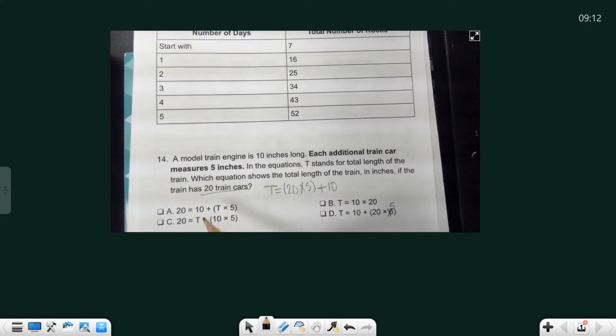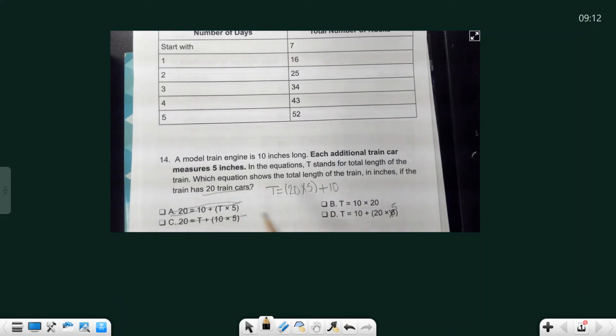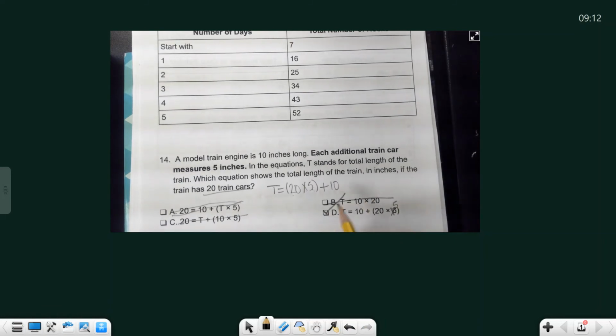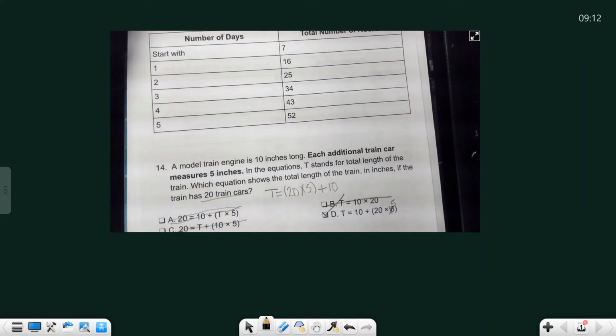So the closest thing to that, you got 10 plus T times 5, that's not going to do it. 10 T plus 10 times 5, that's not going to do it. T equals 10 times 20. The only one that could work is the one that I changed that 6 to a 5. T equals 10 plus 20 times 5. I didn't change to a 5, but I just knew it had to be 5. 6. All right. Next page.